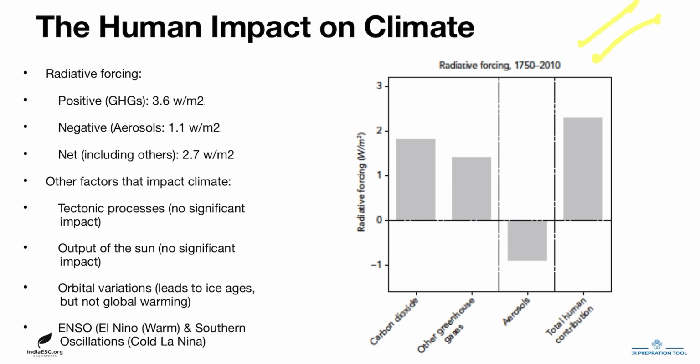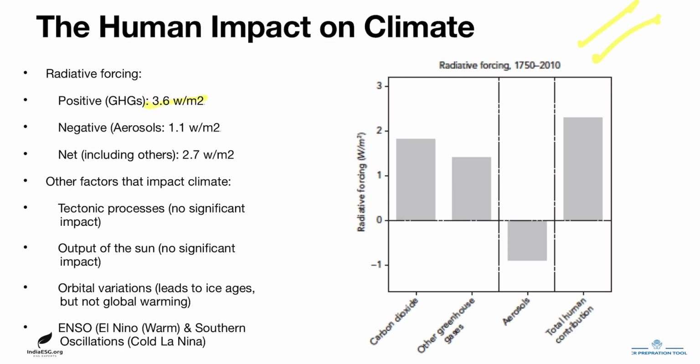So, when we talk about radiative forcing, this basically refers to the difference between the incoming energy, that is the sunlight which is absorbed by the Earth, and the outgoing energy, which is infrared radiation emitted by the Earth back to space. As a result of greenhouse gases like carbon dioxide and other greenhouse gases, there is a combined positive heating change to radiative forcing of about 3.6 watt per meter square.